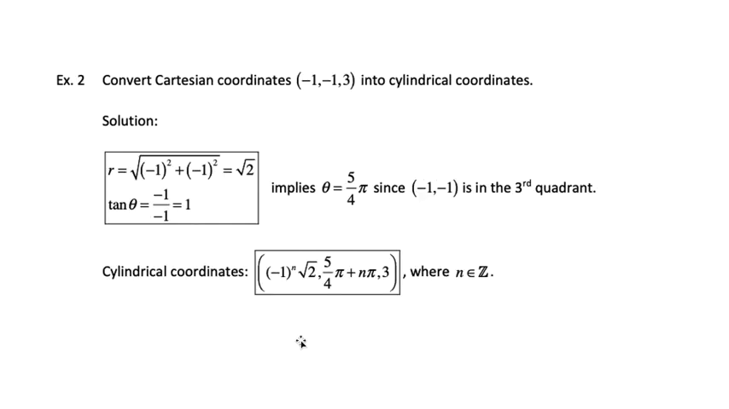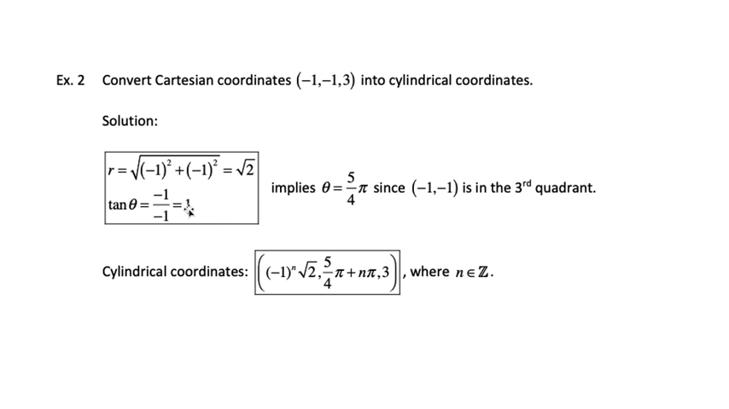Going backwards the other way is a little harder here. Suppose I convert Cartesian coordinates negative 1, negative 1, 3 into cylindrical coordinates. I need to look at the x and y here. Let's go ahead and compute the r value. That's the square root of the sum of the squares of x and y, so that would be the square root of 2. Now the tangent of theta would be negative 1 divided by negative 1, which is 1.